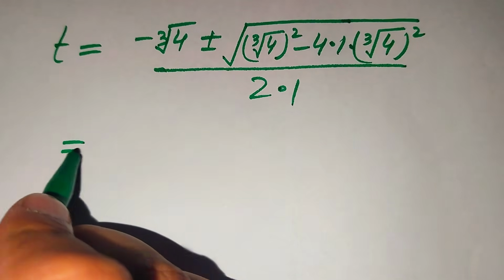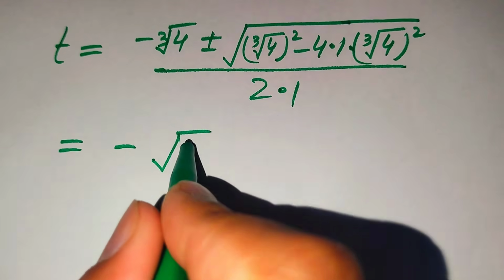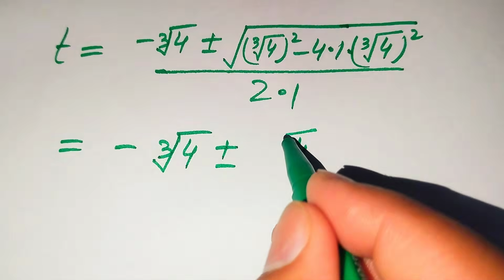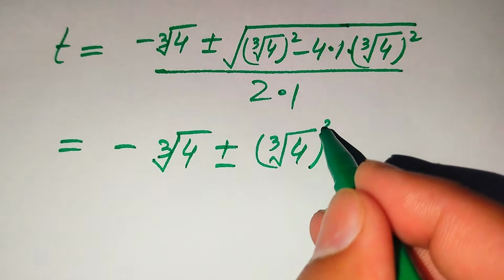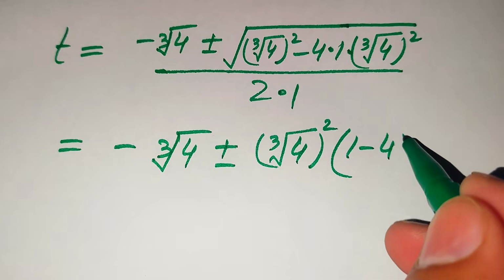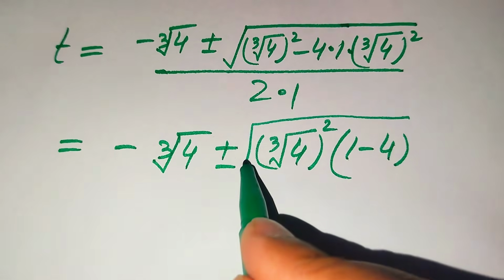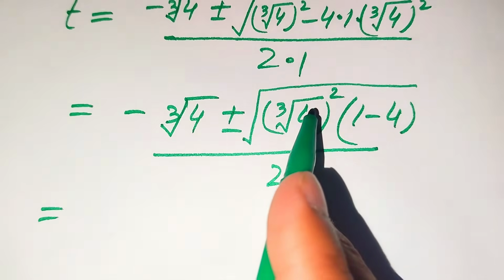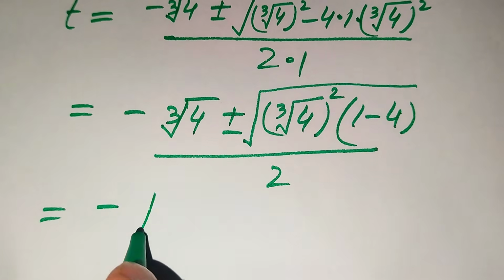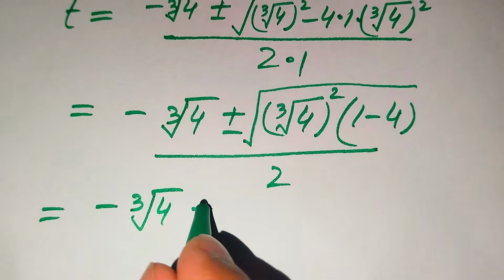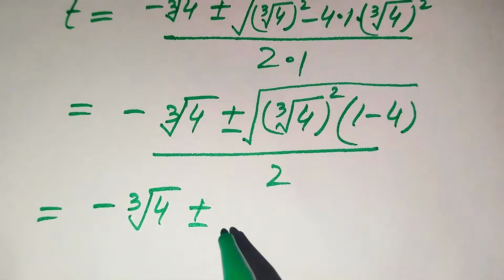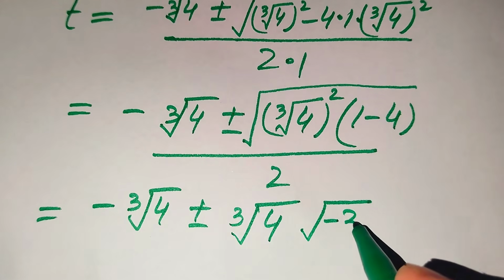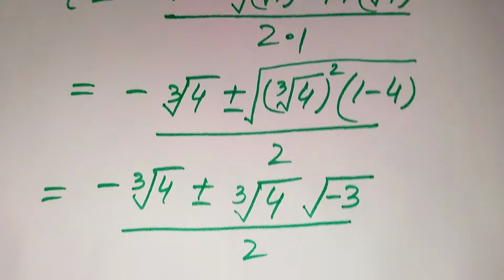And now further in the next step we need more simplifications, and it will be written as minus cube root of 4 plus minus, here we need to take common cube root of 4 square inside the square root sign, and we get the remaining values as square root of 1 minus 4, and it is divided by 2. So here when we apply the square root separately on both of these two values, it will be written as minus cube root of 4 plus minus cube root of 4 into square root of 1 minus 4, which becomes minus 3, and it is divided by 2.